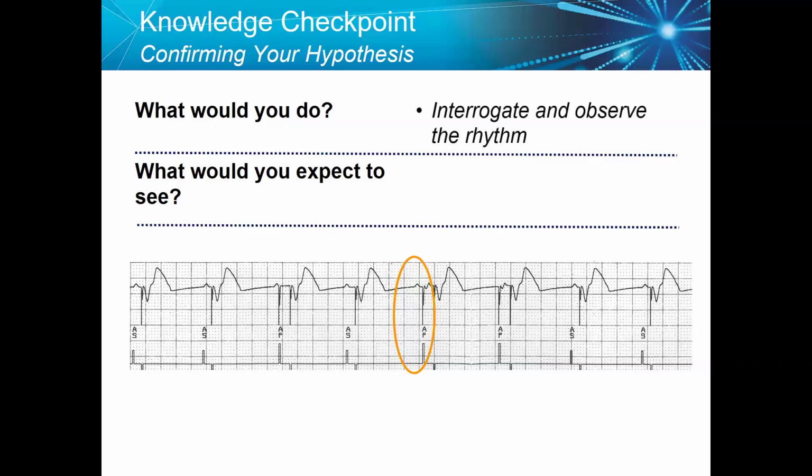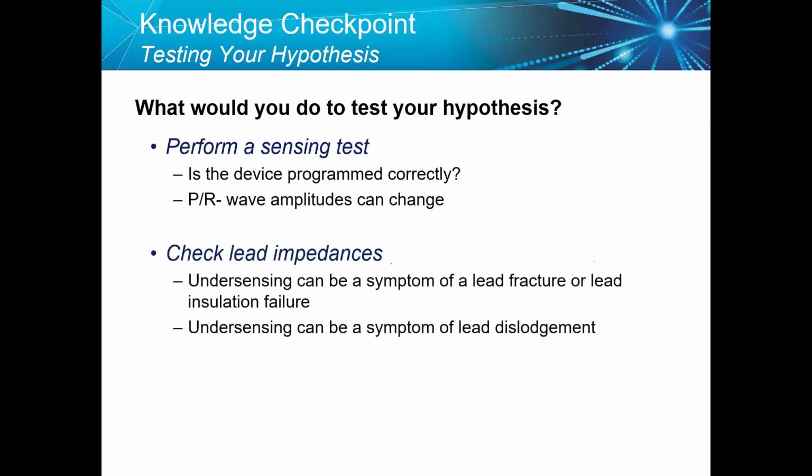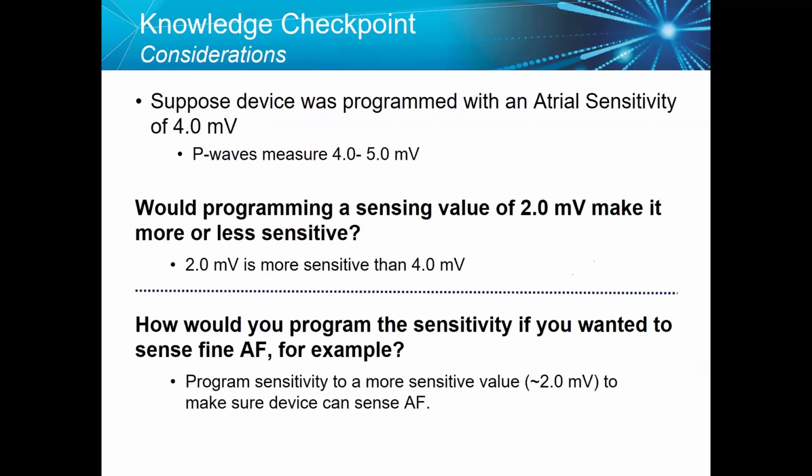Okay, what will you do? Interrogate, observe the rhythm, check the sensing and adjust the sensitivity. Okay, what you do: perform a sensing test and check lead impedance, and if there is anything in the lead impedance, I will revise everything to resolve this undersensing.